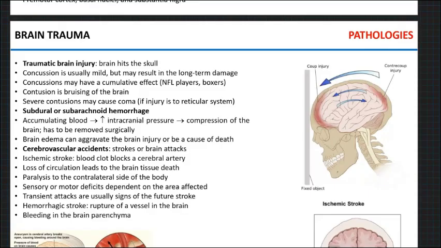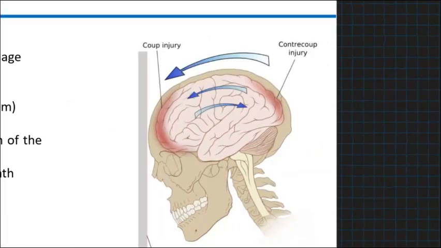So let's talk about fun stuff, which is brain trauma. Several types. TBI, traumatic brain injury. Remember that the layer of cerebrospinal fluid is very thin. So if your skull stops, your brain keeps moving, you get a coup injury, and your brain hits the skull. And then it bounces back, and you get a countercoup injury. Okay?